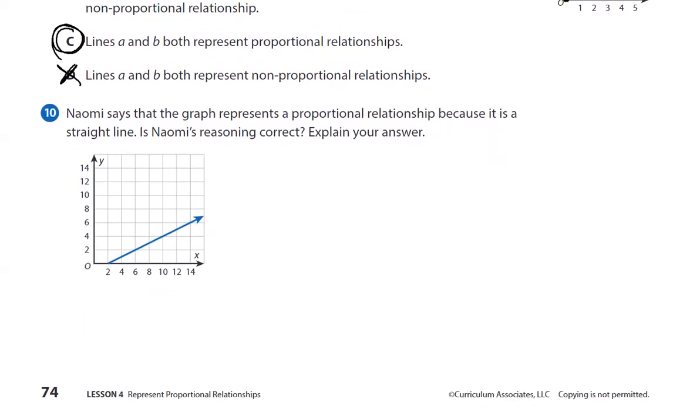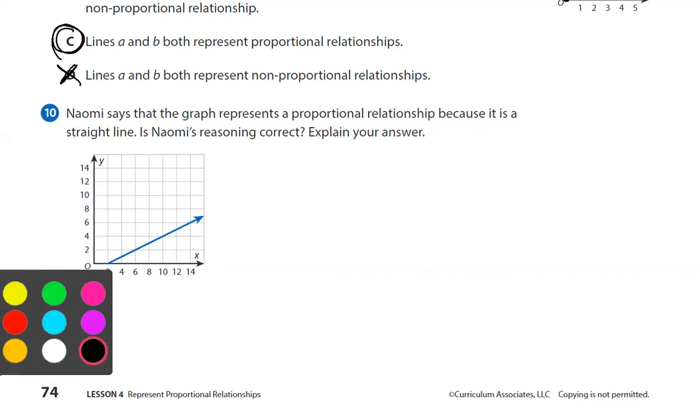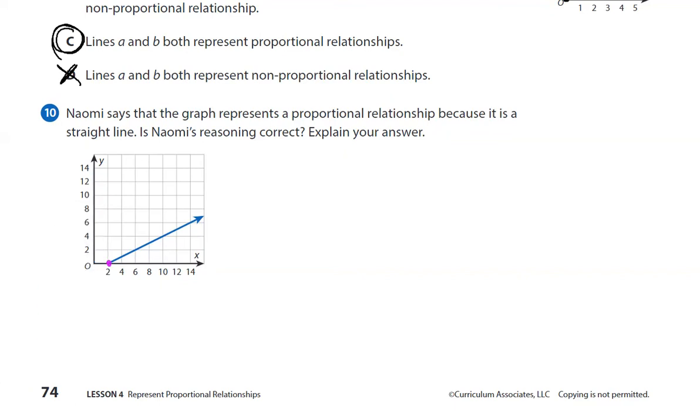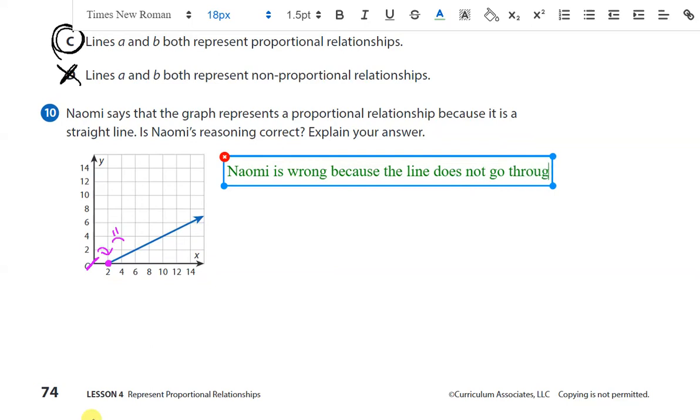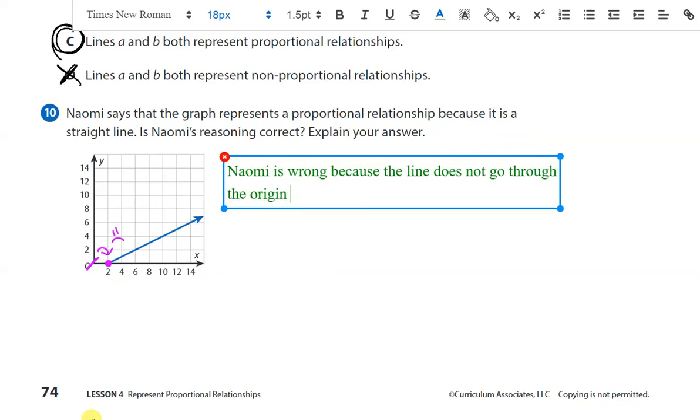Number 10, Naomi says that the graph represents a proportional relationship because it is a straight line. Is Naomi correct? And why is she not correct? Because we know she's not correct, because look at this. We already know better. We've gone over this a million times. Come on, Naomi. That's not the origin. The origin's over here. It missed. No good. Naomi is wrong because the line does not go through the origin, which is 0, 0.